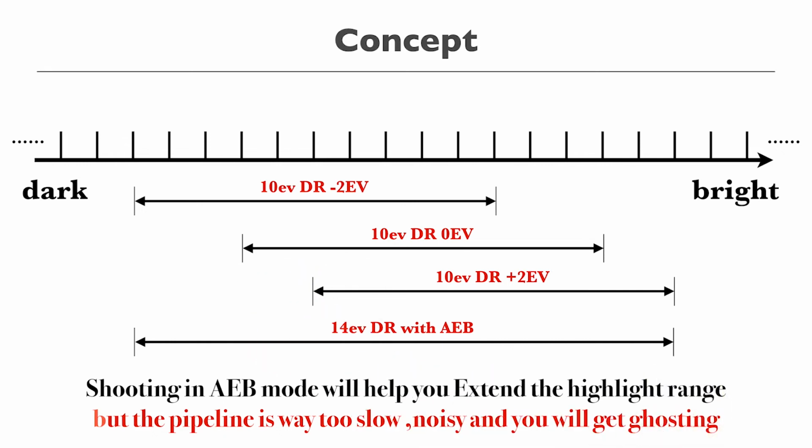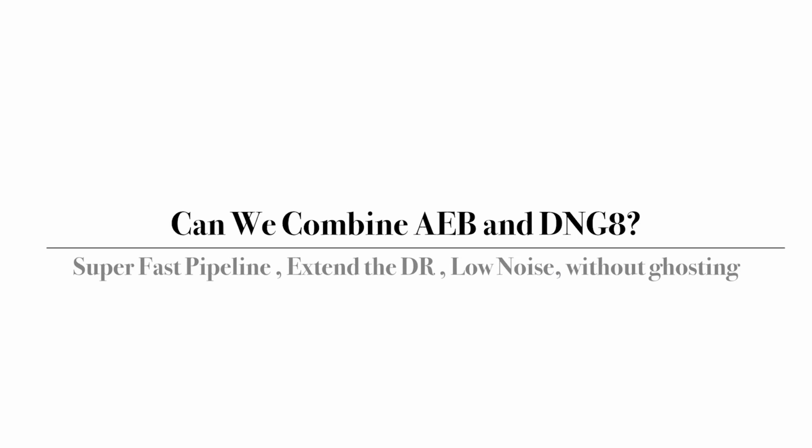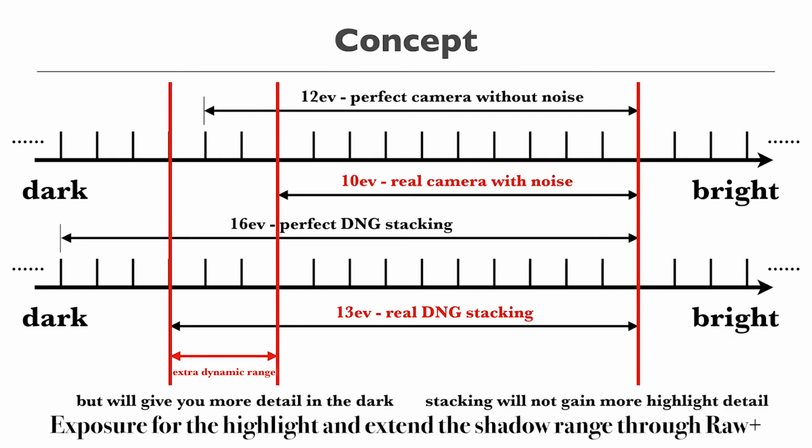So can we combine the automatic exposure bracketing and the DNG8, which means we keep a super fast pipeline and at the same time extend dynamic range with low noise without any ghosting? That's a very good result, and that is exactly what I was trying to shoot with QooCam in my workflow. The answer is yes.